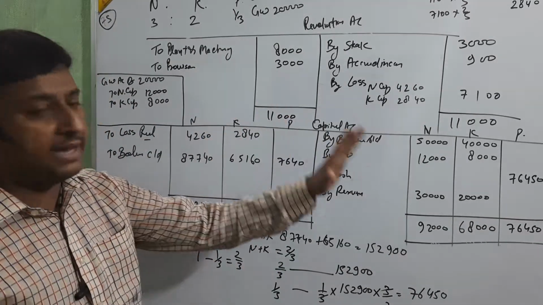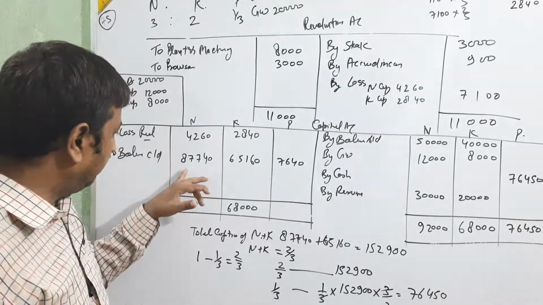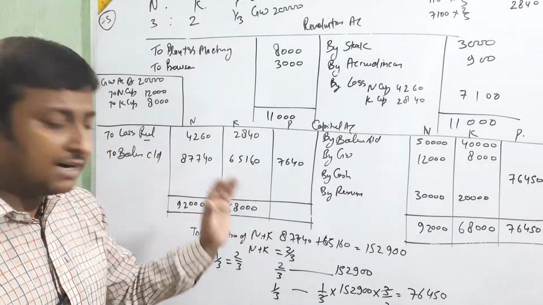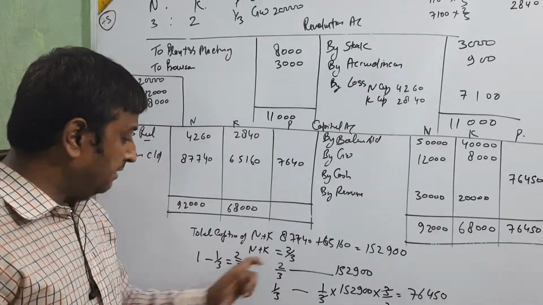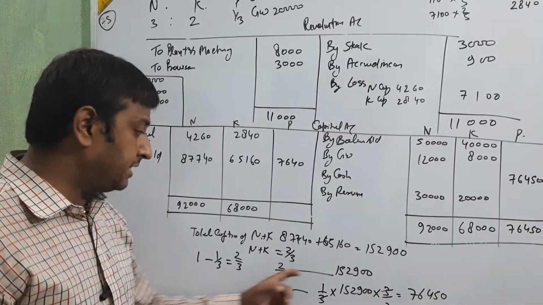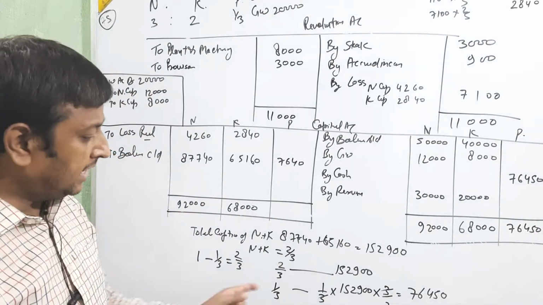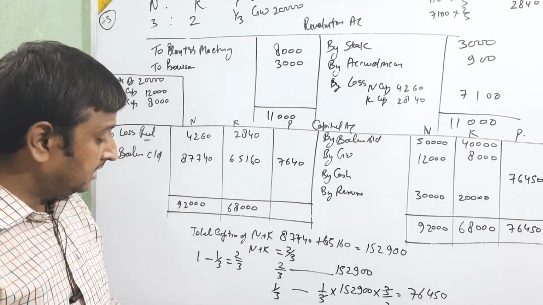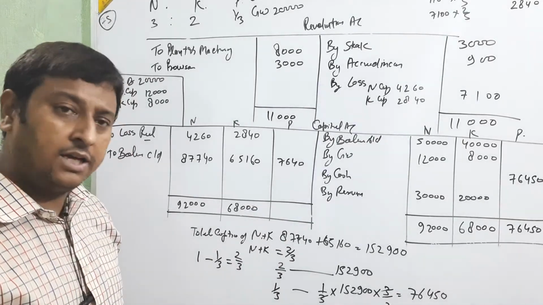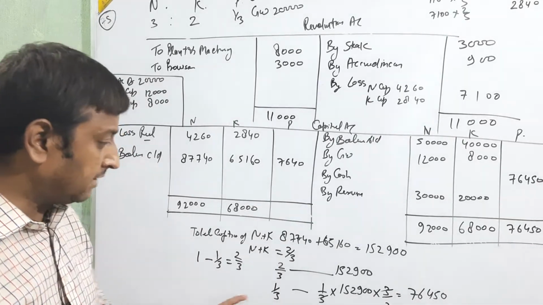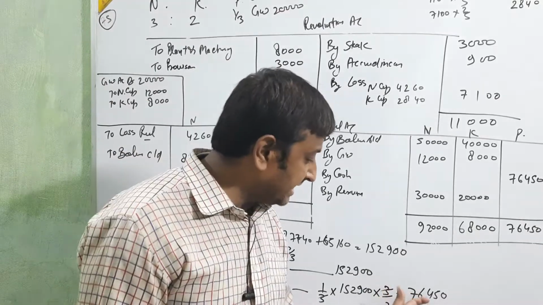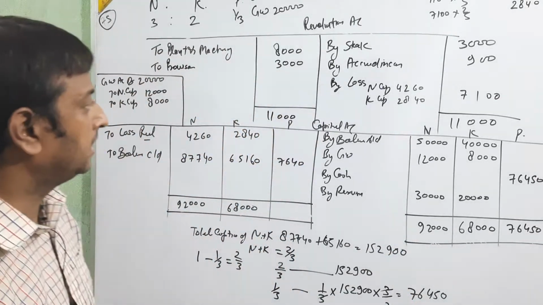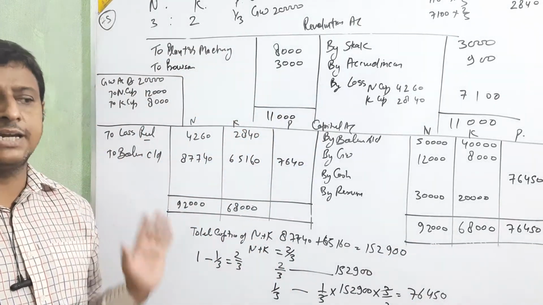First we are going to make the full capital account. Then we are taking the capital balance of the old partner and setting it with the ratio. If the ratio is 2:3, then the old partner's capital is 1,52,900. If the new partner's ratio is 1/3, then what capital is needed? Then 76,450. Clear?